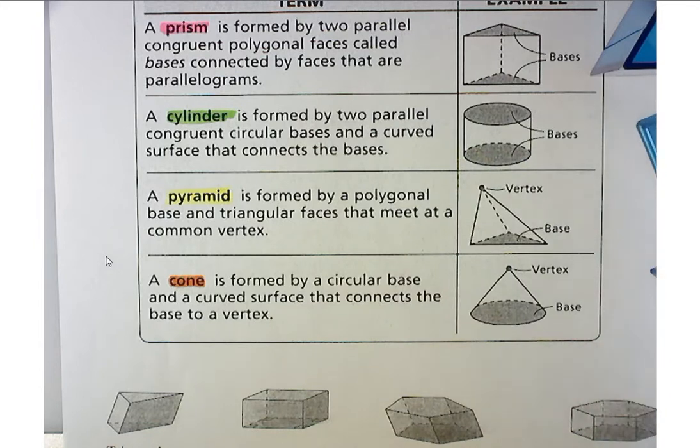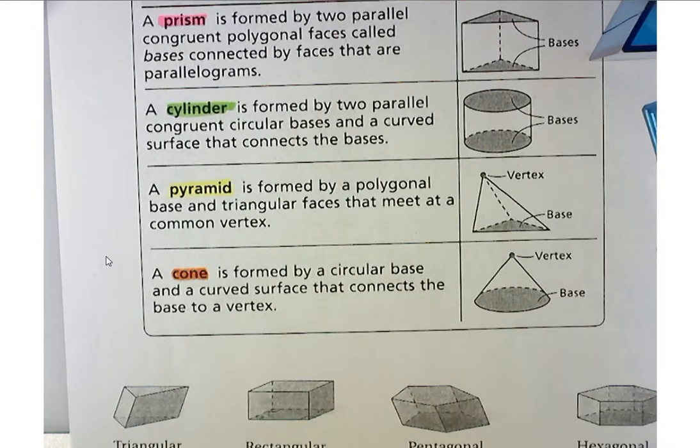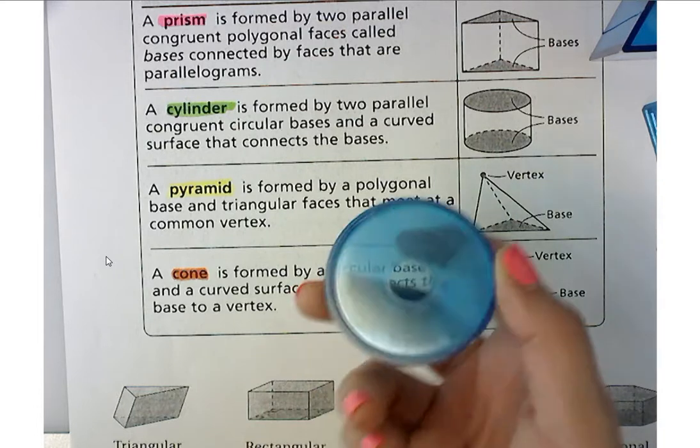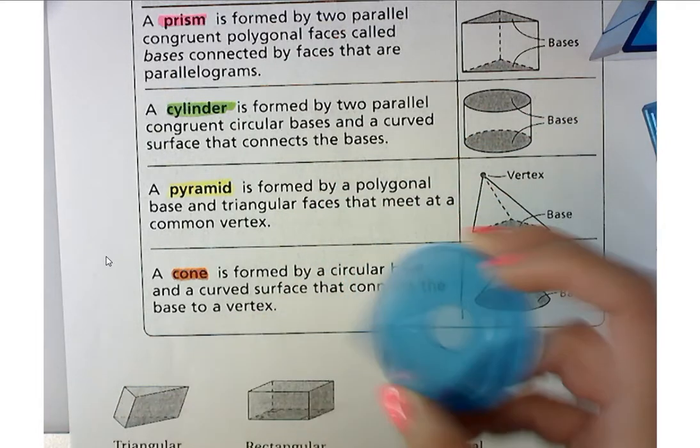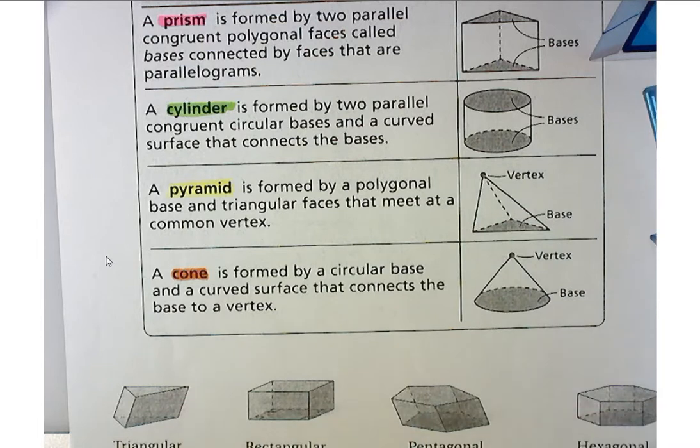And then the cone, that's formed by the circular base and a curved surface that connects the base to the vertex. So the cone we know is a circular base here, and then the top is going to be curved. And we're going to have some special terms for those types.